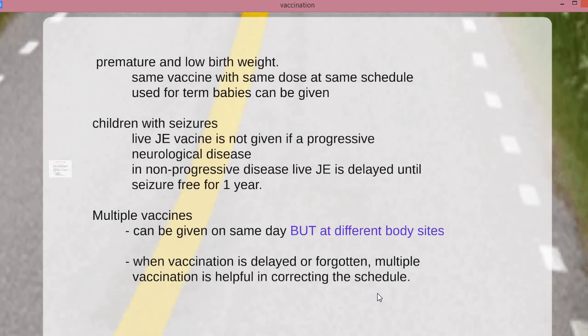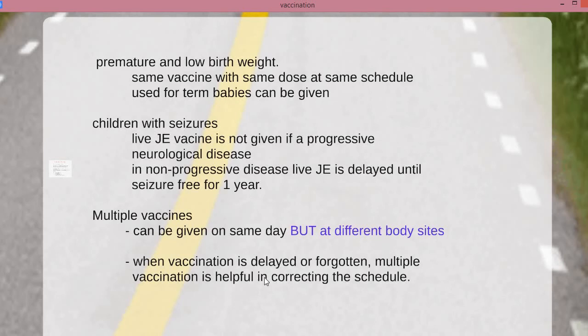For children with seizures, live Japanese encephalitis vaccine is not given if a progressive neurological disease is encountered. So live JE vaccine is contraindicated in a child with a progressive neurological disease. In a non-progressive disease, the live vaccine is delayed until he is seizure-free for 1 year. Multiple vaccines can be given on the same day but at different body sites.